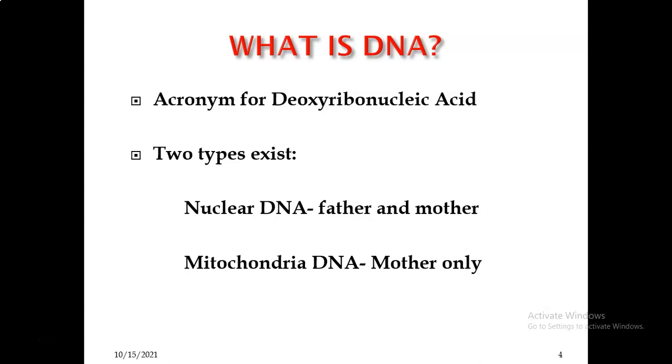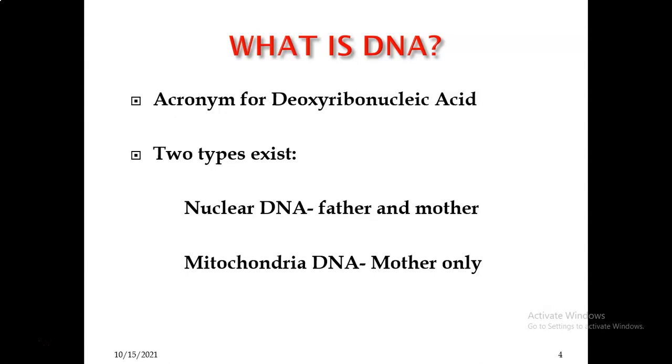So what is DNA? It's an acronym for deoxyribonucleic acid. And we have two types. We have the nuclear DNA, and we also have mitochondrial DNA. The nuclear DNA is obtained from the nucleus of a cell. The mitochondrial DNA is obtained from an organelle called mitochondria.